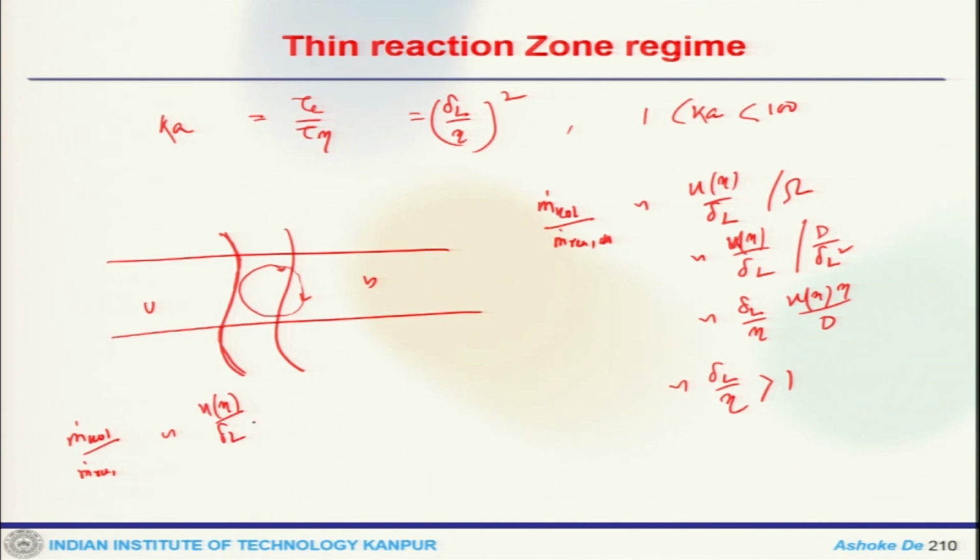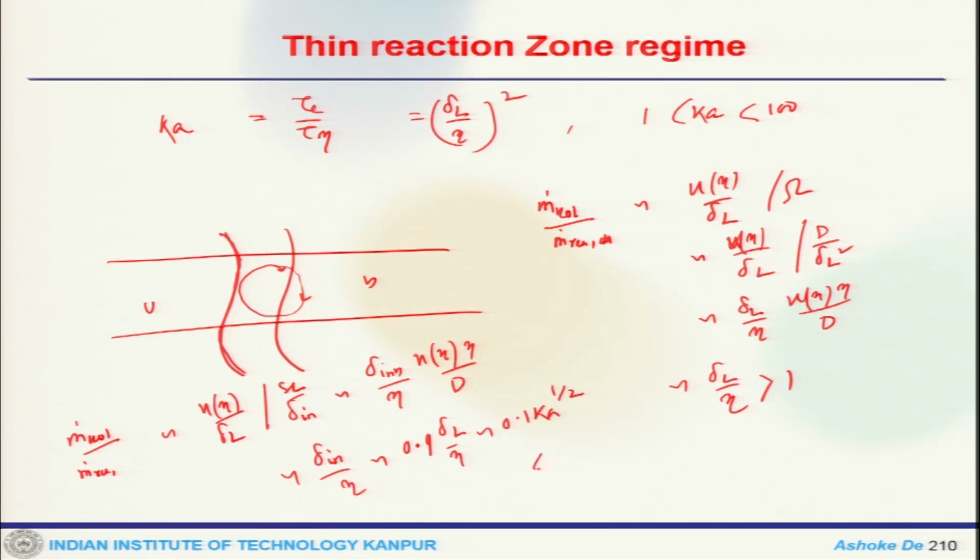U eta by delta L by SL by delta inner layer, which is delta inner layer by eta, U eta by eta d, which is delta inner layer by eta, 0.1 delta L by eta. So, which is 0.1 Karlovich number to the power half, which is less than 1. So, different regimes you see different kinds of behavior.